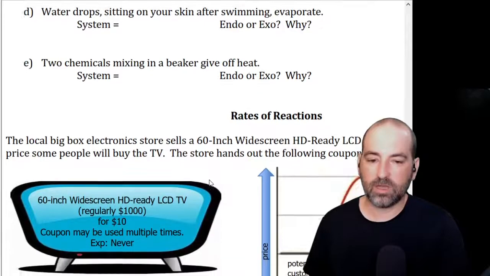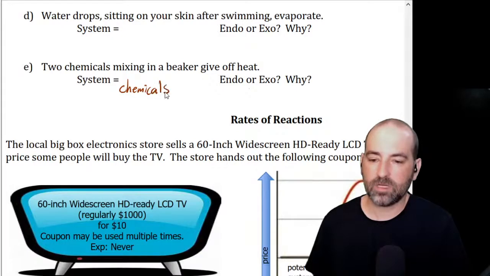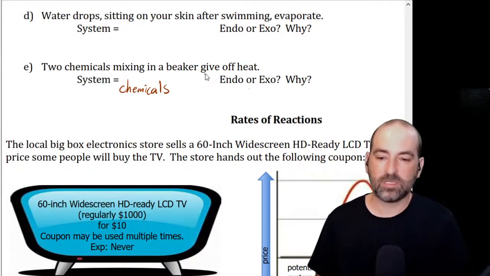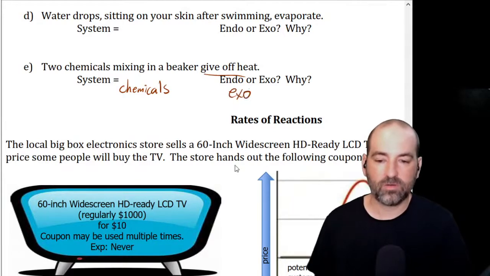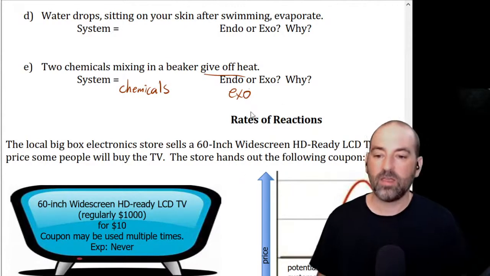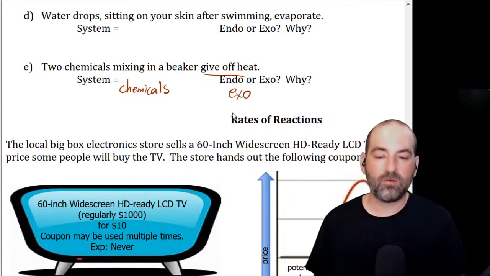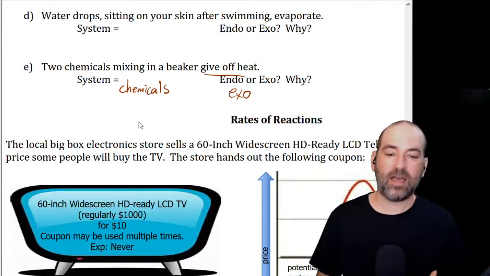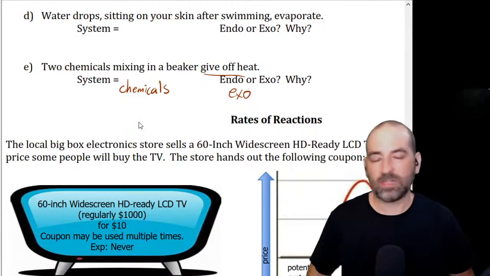All right, and then to bring in a chemistry example, this last one here. The system, in this case, is going to be the chemicals. So two chemicals mixing in a beaker give off heat, and this one really just tells you the answer here. They give off the heat, and so that is exothermic based on the chemicals. Now, if we took the system as being the beaker, then it would be endothermic because the beaker is getting hotter. The beaker is receiving that heat. And so that's why we don't do that.